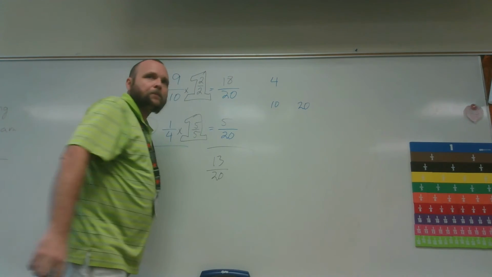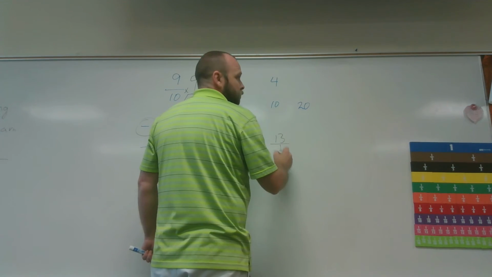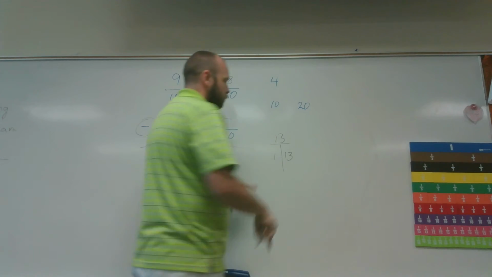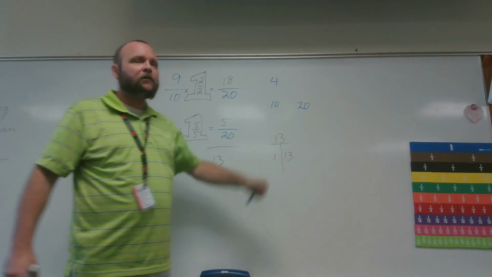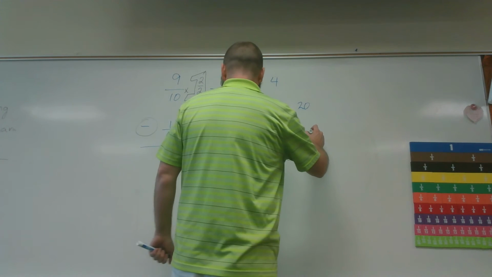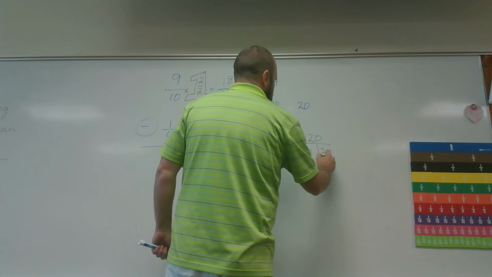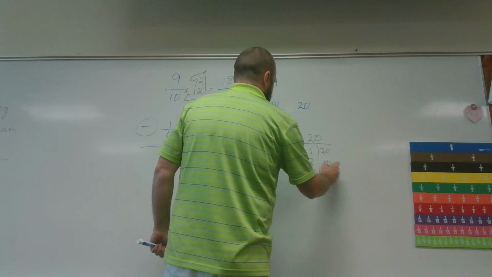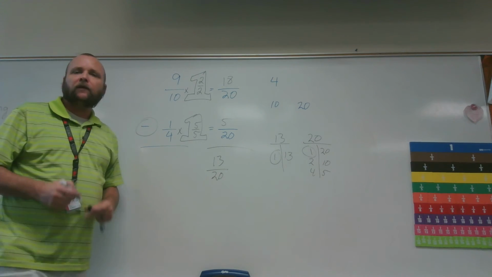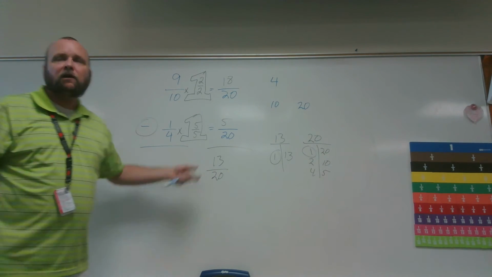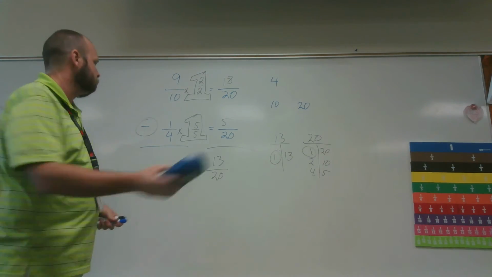Can you do number 7 again? It can't be simplified. 13 is a prime number, so the only things that multiply together to equal it are 1 and 13. For 20, we'd have 1 and 20, 2 and 10, 4 and 5. So the only thing they have in common is 1. If the only thing they have in common is 1, then it's already in lowest terms. So 13/20ths would be my answer.